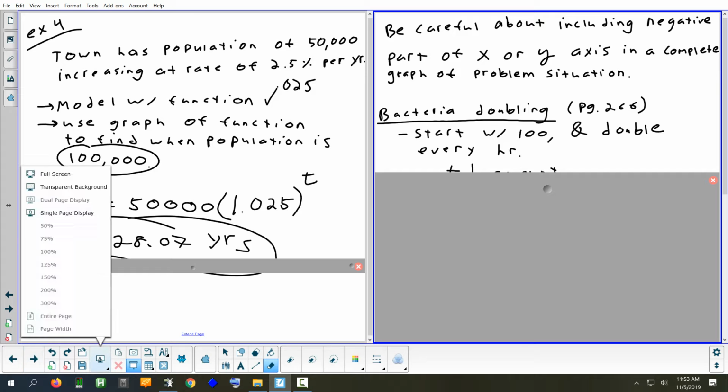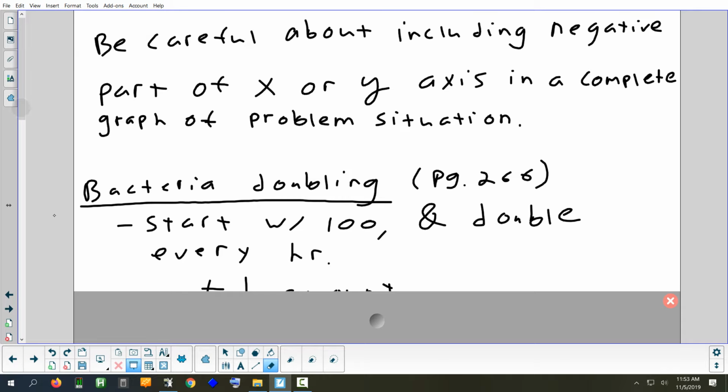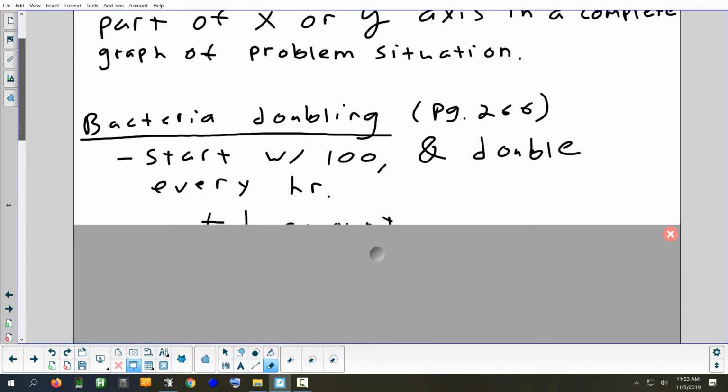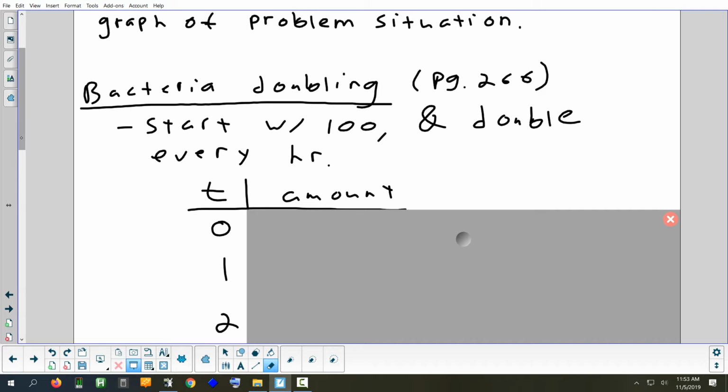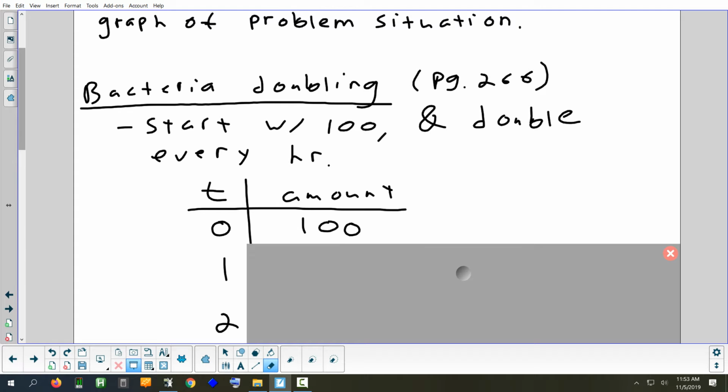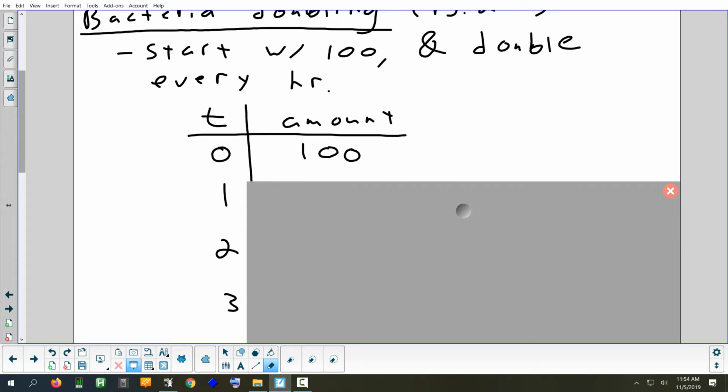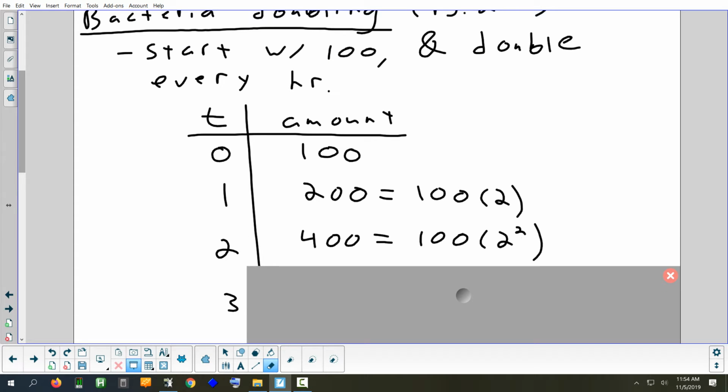Okay. Let's look at a specific type of growth, which is doubling. We're going to start with 100 bacteria, and it's going to double each hour. So 0 means the beginning. How much bacteria was there in the beginning? 100. How about after 1 hour? 200. And then? 400.